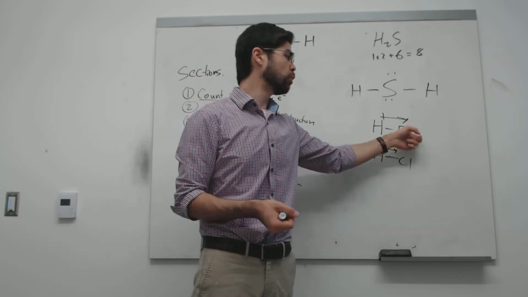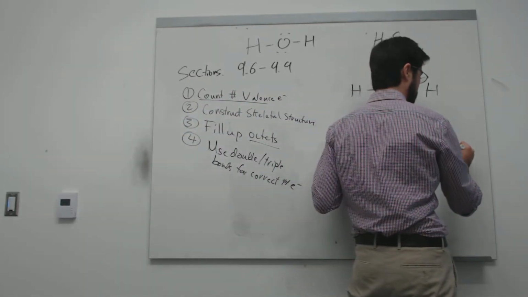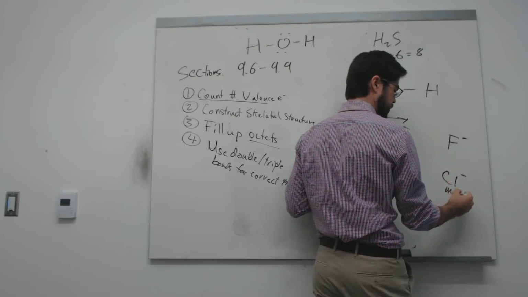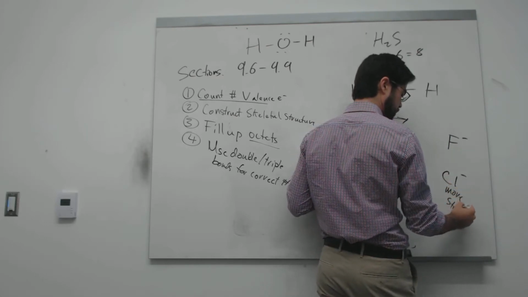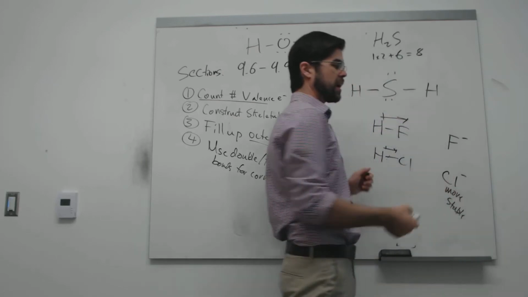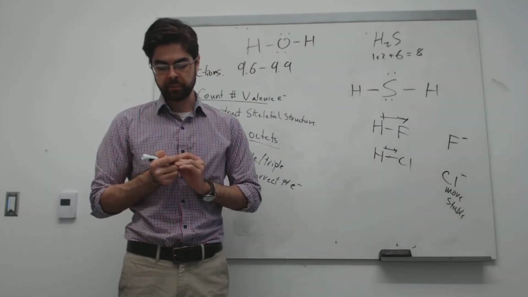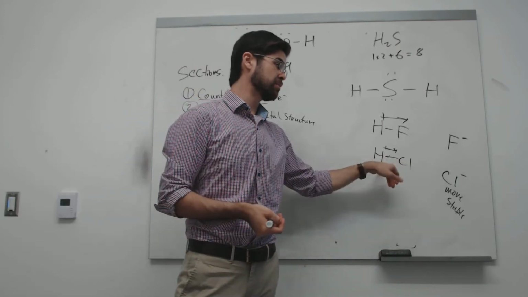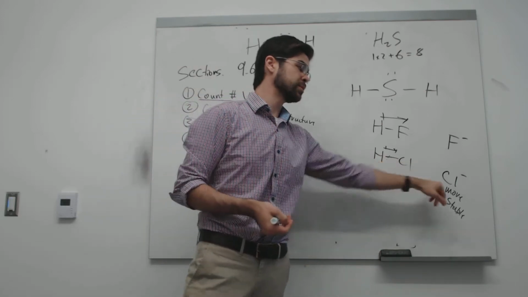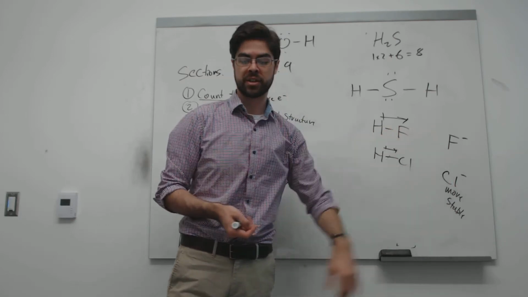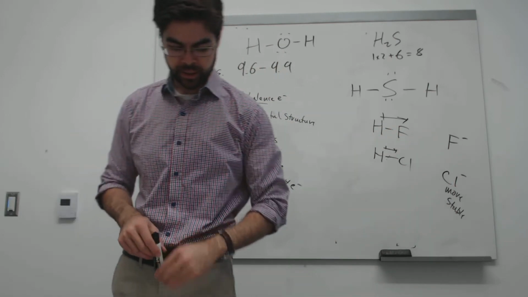Its ability to completely gain an electron, and the amount of energy it releases when it gains that electron, is actually higher for chlorine. And as a result, the chloride ion is more stable than the fluoride ion. And that means that the HCl molecule is more likely to separate and form a chloride ion than the HF molecule is likely to separate and form a fluoride ion.